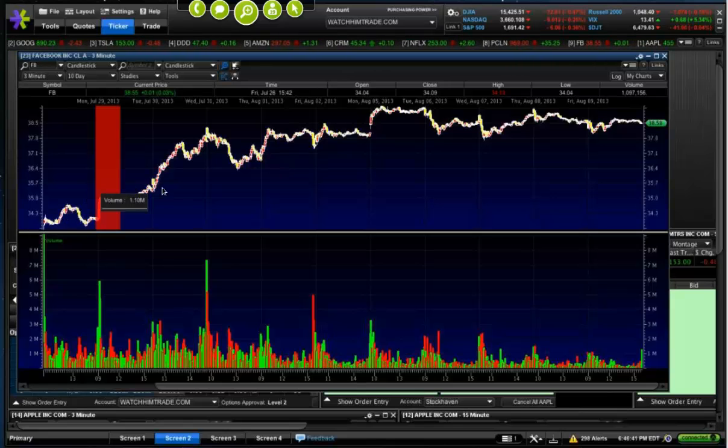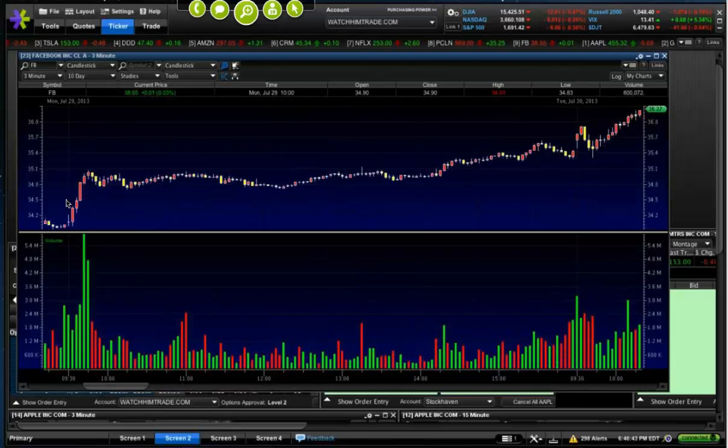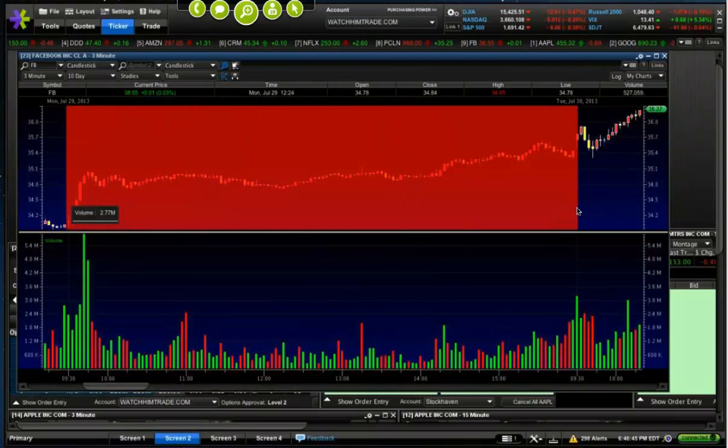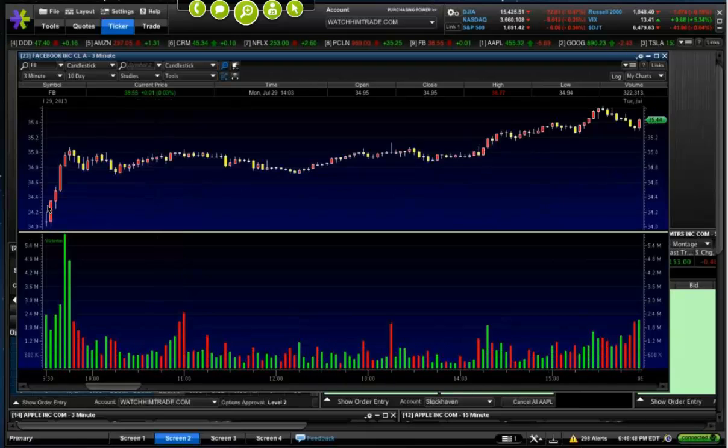So starting with July 29th. So pretty textbook here, guys. Initial 3-minute high, 34.21. Your initial 6-minute close was above the initial 3-minute high. So right away we've got a bullish signal. What's the next thing we need?